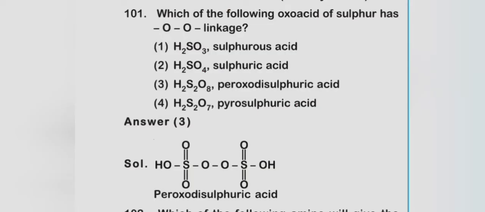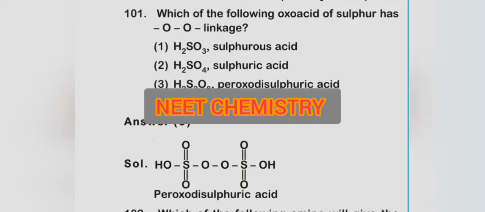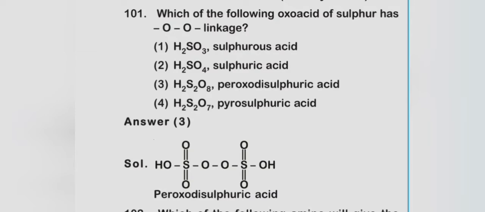Hello student, this is Manisha Tomar. Dear learners, here is another question of NEET exams. This is a very important question and this is a previous year question also. Which of the following oxo acids of sulfur has an O-O linkage? Here are sulfurous acid, sulfuric acid, peroxodisulfuric acid and pyrosulfuric acid. Dear students, here is the structure of peroxodisulfuric acid. Peroxodisulfuric acid contains the O-O linkage.